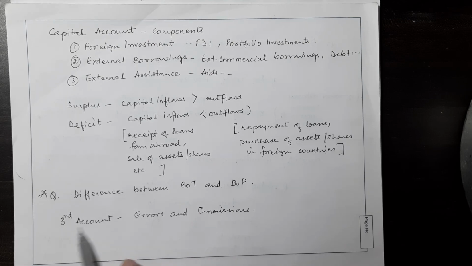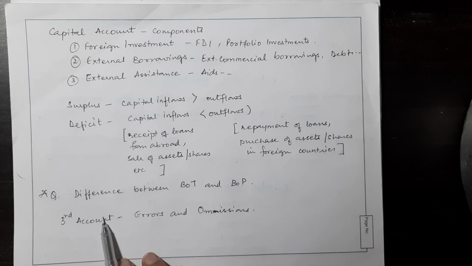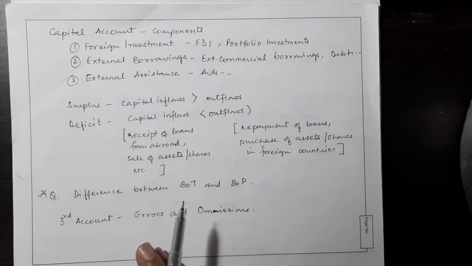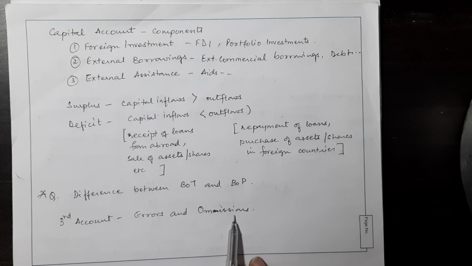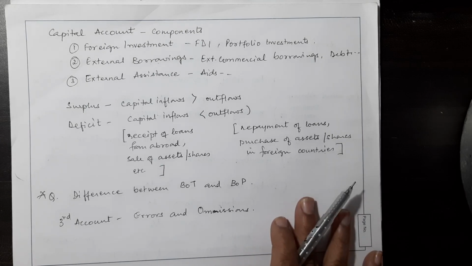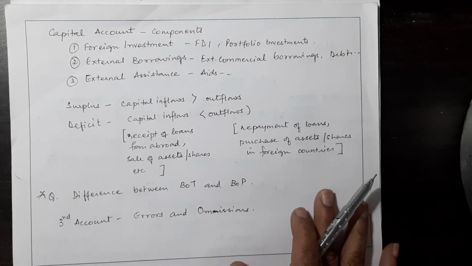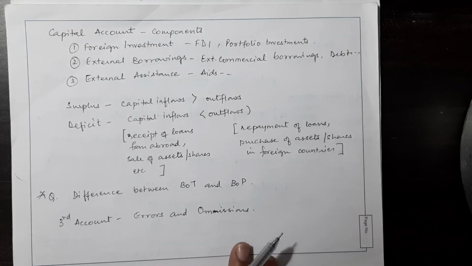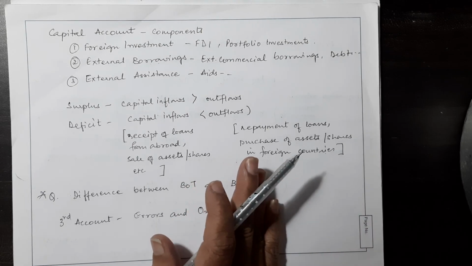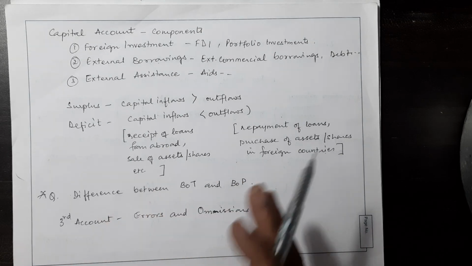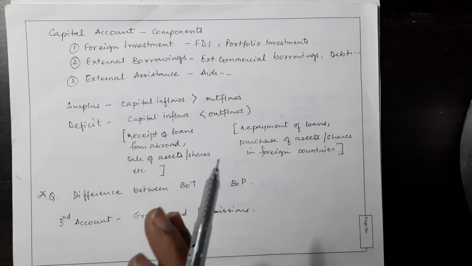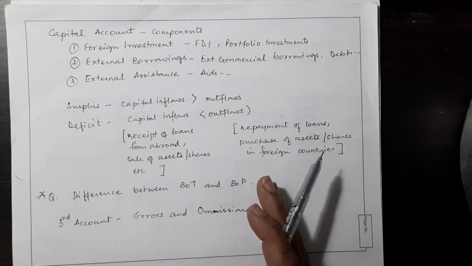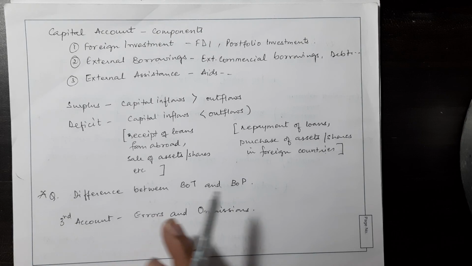However, there is a third account apart from the capital and the current account. Those which could not be included in the capital or the current account, they are included under this third account called the errors and omissions. So this is what is important under the balance of payments till now. So first we need to remember what are the components. And next, what are the items that can be included under various heads, whether they are the debit side or the credit side, whether it is capital account or the current account. Then balance of trade and balance of payment.